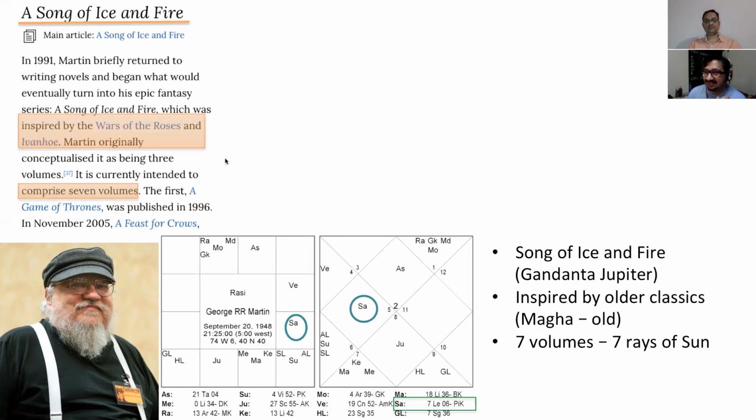Initially he was trying to write a trilogy, just 3 volumes. Then the character base expanded so much that it became 7 volumes. One connection to 7 volumes is the 7 rays of the sun, so these natives may find things happening in terms of the sun. That's one potential thing. Like if George R. R. Martin had to end up writing 7 volumes, then you may have 7 companies, or 7 projects or things like that. So potential for 7 is there.